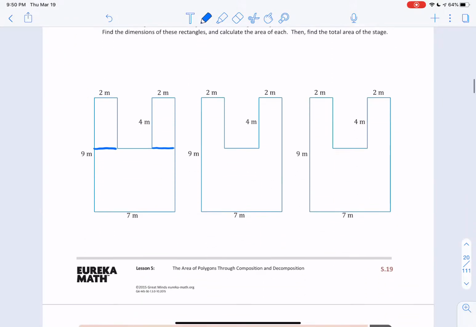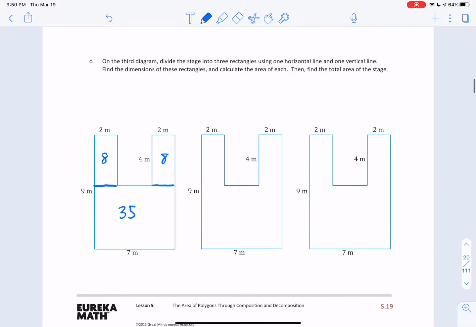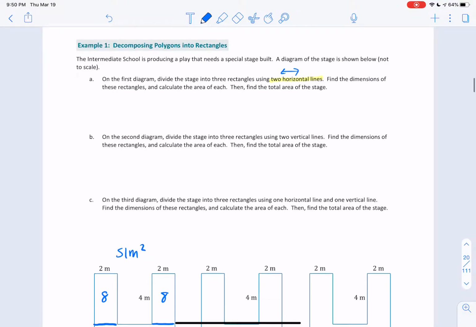It's the same exact problem, so I'm going to go ahead and label. I know this already is 35. I know this is 8. And I know this is 8. Great. Done all together, that adds up to 51 meters squared. I already did that, no reason to do it again.